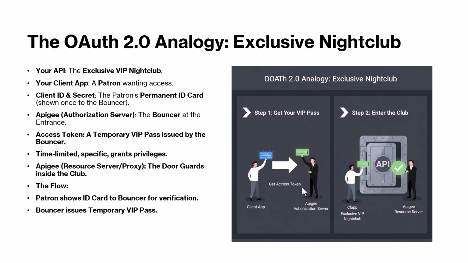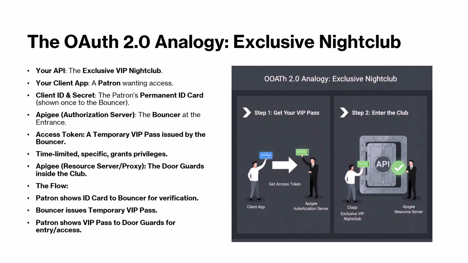And the bouncer issues a temporary VIP pass. Pattern shows the VIP pass to the door guards for entry and access. Okay, looks simple, right? With this analogy, the door guard checks the pass for validity and expiration, and if all is well, access is granted. So that marks your exclusive nightclub analogy with this OAuth 2.